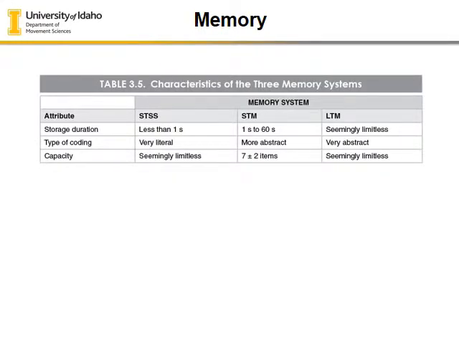Going forward, we have this little table that is going to be worth your time to pay attention to and look at. It breaks it down: here you have the short-term sensory store, here you have short-term memory, here you have the long-term memory. Know the storage duration. The short-term sensory store is less than a second, short-term memory is 1 to 60 seconds, and it's seemingly endless for the long-term memory. Coding goes from very little, to more abstract, to very abstract. And then the capacity: both the short-term sensory store and the long-term memory are seemingly limitless.